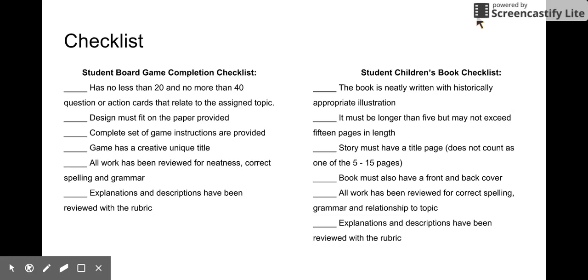The checklist was another option we chose to use because our students needed to understand the mechanics of creating both the book and the game. These are not criteria that they will be graded on. However, following the checklist would assist them in having a better grade.